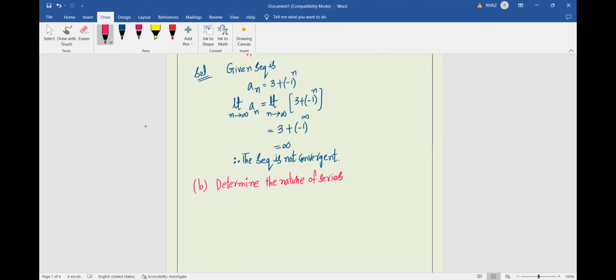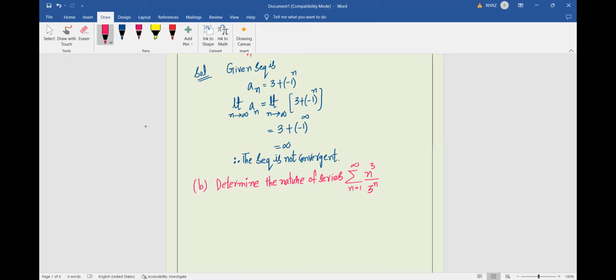Determine the nature of the series: summation n equals 1 to infinity of n to the power of 3 by 3 to the power of n.